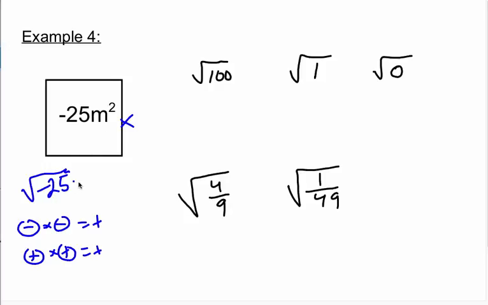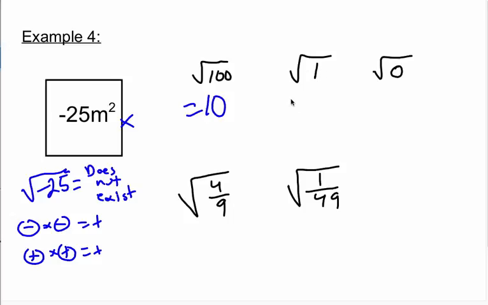So there is no answer. Or you can say maybe it does not exist. That's something we often say in math. It does not exist. Okay, square root of 100. What times itself gives you 100? That's 10. Square root of 1.